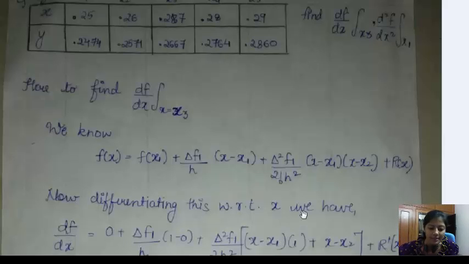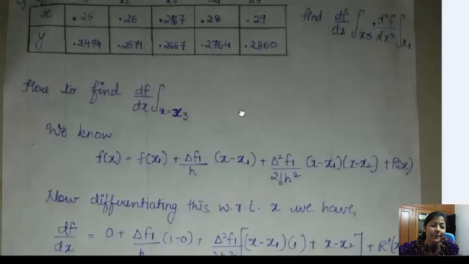Today we'll solve some questions of numerical analysis and design. We'll begin with the first question. Here the value of function is given at different points: 0.25, 0.25, 0.26, 0.27 and 0.28, and we need to find the derivative of this function.